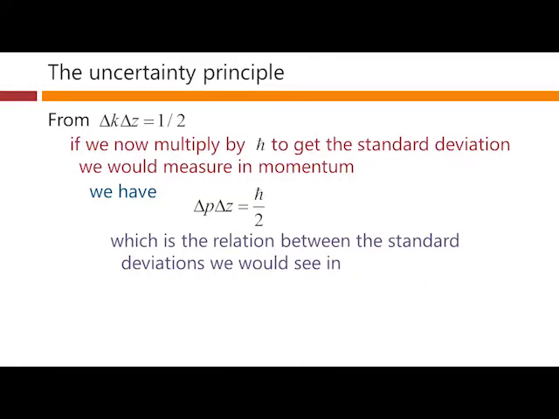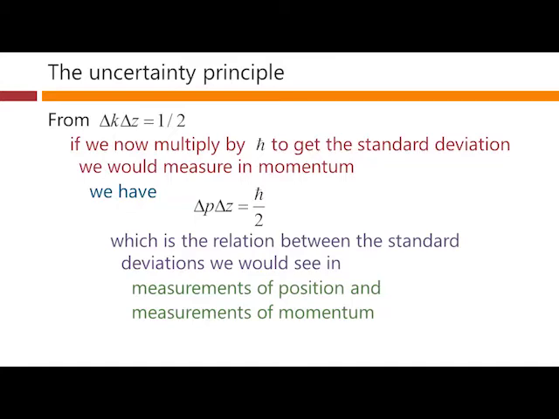And what this is, for our Gaussian wave packet, is the relation between the standard deviations that we would see in measurements of position, so the statistical variability of our measurement of position, and our measurements of momentum. We measure position, we get some variation in the answers we get statistically. We measure momentum, we get some variation in the answers we get statistically. We can describe those variations in terms of the standard deviations, delta p and delta z, of those statistical distributions, and what this expression is telling us is that the product of these two standard deviations in this case is equal to a specific quantity, here ħ over 2.